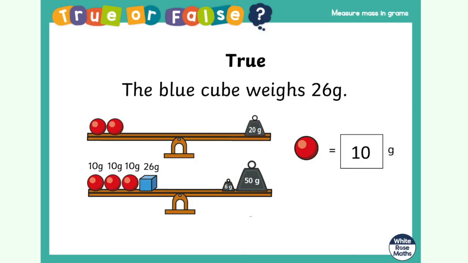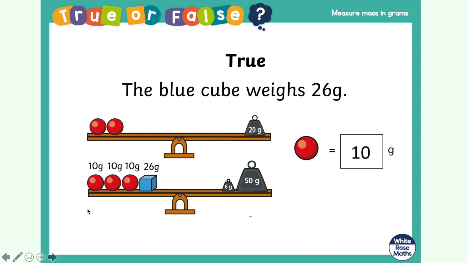It is true. Let's have a think about how you can work this out. So let's start with this first balance over here. We've got 2 red balls weighing 20 grams. So we know that 1 red ball is half as much, and that's 10 grams. So a red ball equals 10 grams.